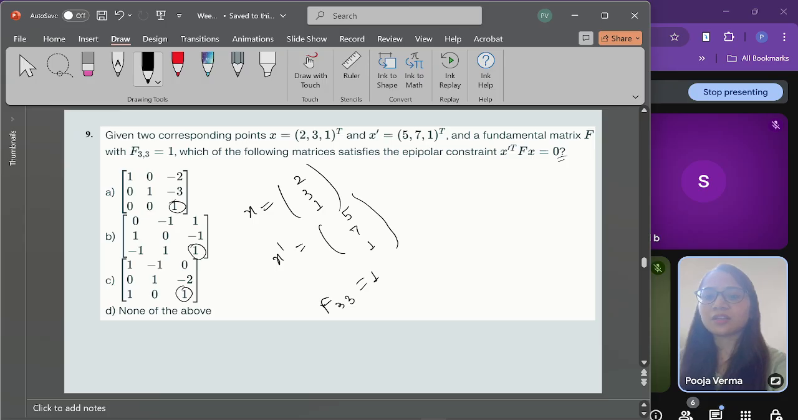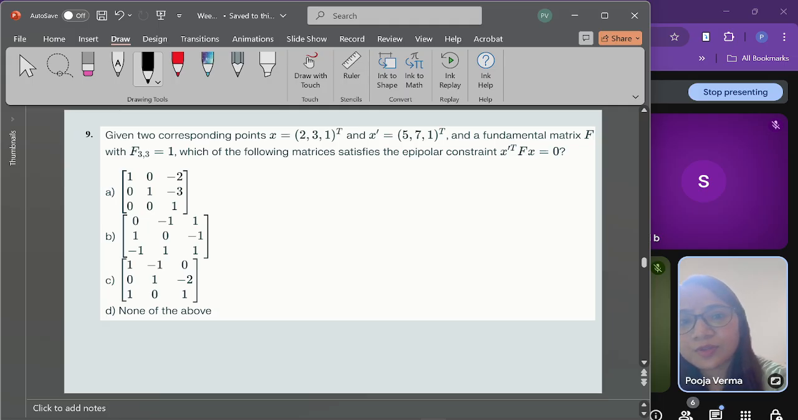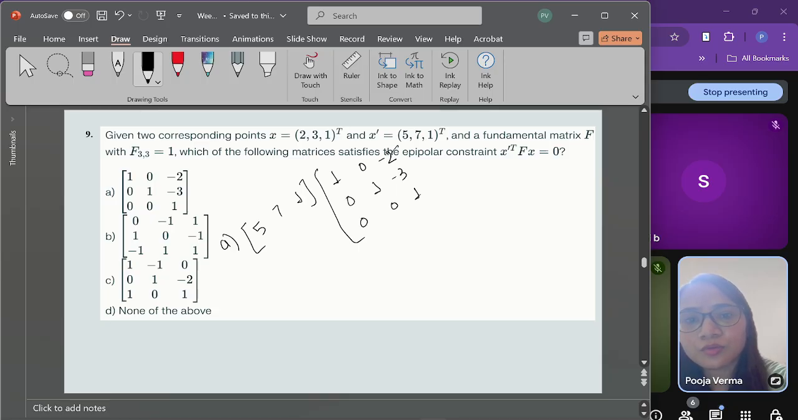That means this entry should be equal to 1. In all the options it is 1. So we have to check, and it must also satisfy x dash transpose F x equal to 0. So again we will check with the options. Multiply x dash transpose F x and check whether it comes equal to 0 or not. If it is equal to 0, that means that option is the correct one. So first we will check with option A. First x dash transpose, that is 5, 7, 1, and the F matrix in option A is given as 1, 0, minus 2, 0, 1, minus 3, 0, 0, 1. This is a simple matrix multiplication, and can you also calculate and let me know which option is the correct one?